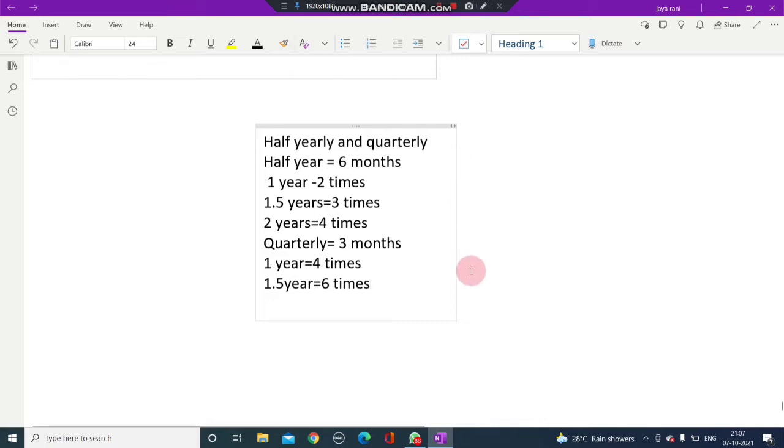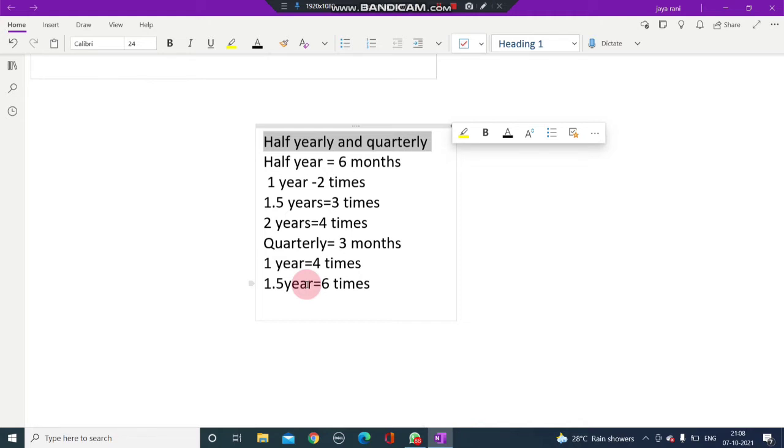So these two are new methods for compounding interest, that are half yearly compounding and quarterly compounding. Half yearly compounding means in every 6 months interest is calculated, so in 1 year 2 times. Quarterly compounding means in every 3 months interest is calculated, so in 1 year 4 times. So this is the only difference.